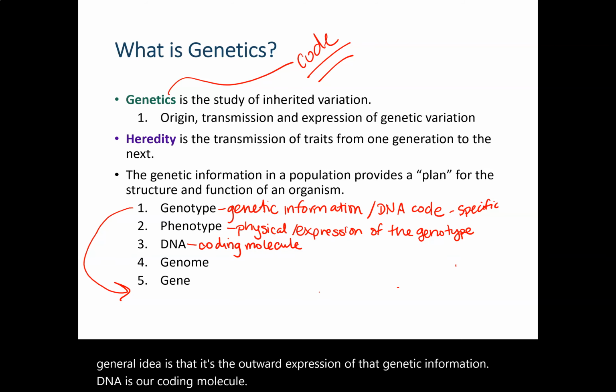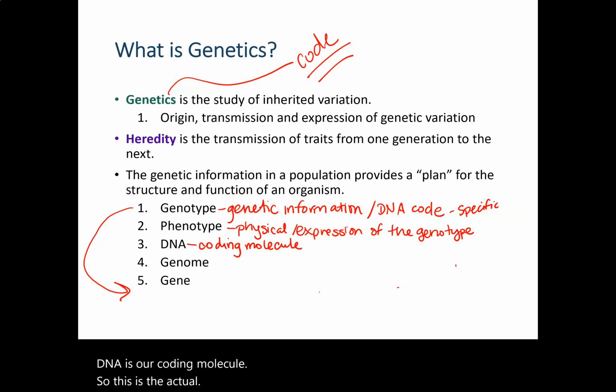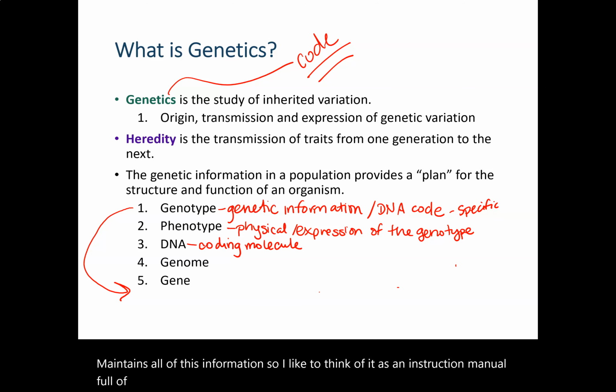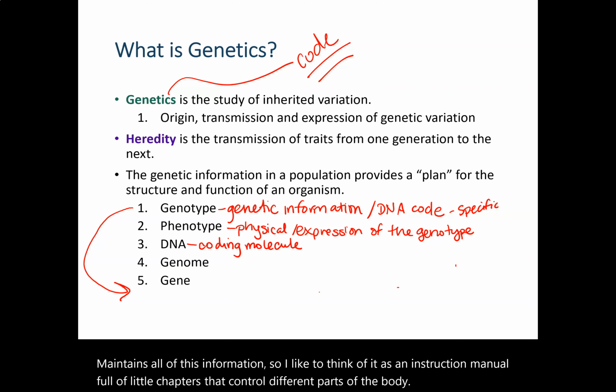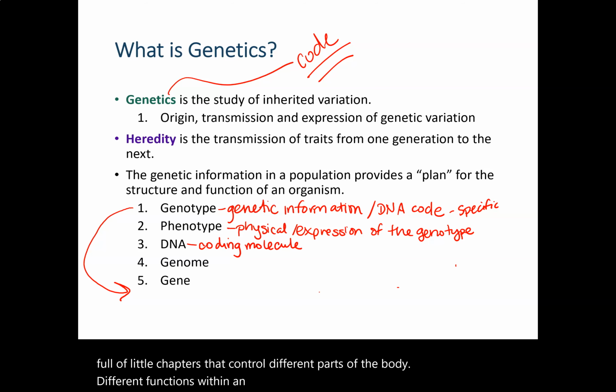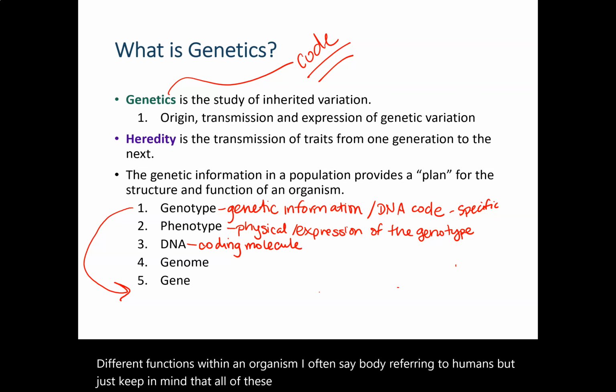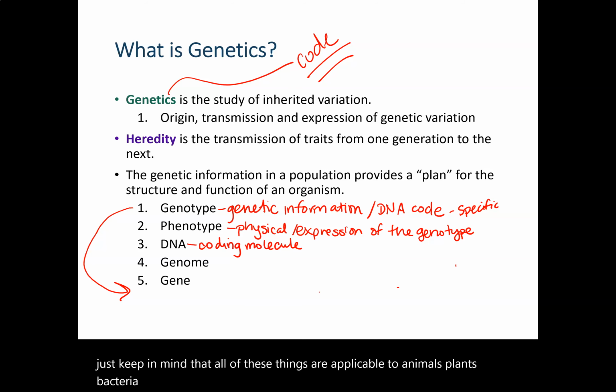So this is the actual piece of the puzzle that maintains all of this information. I like to think of it as an instruction manual full of little chapters that control different parts of the body, different functions within an organism. I often say body referring to humans, but just keep in mind that all of these things are applicable to animals, plants, bacteria, yeast, whatever organism you're studying. They all have genotypes, phenotypes, DNA, genomes, all of that.